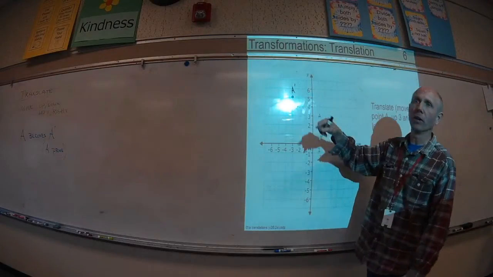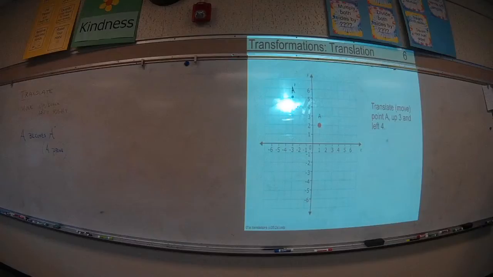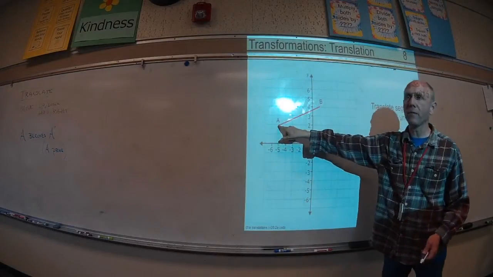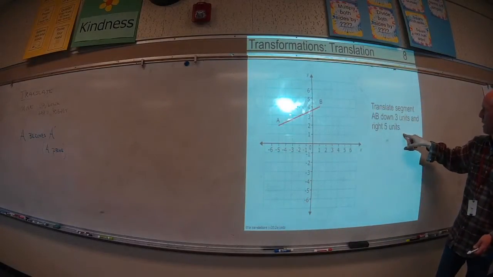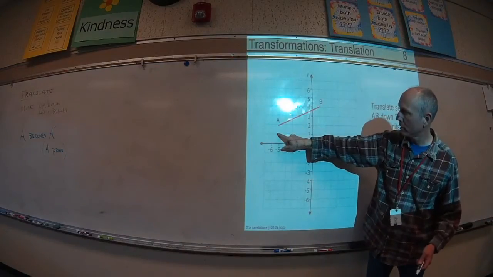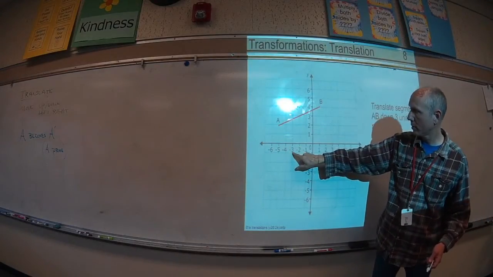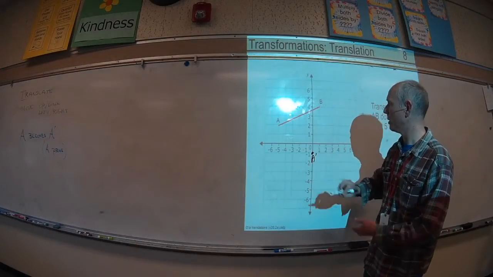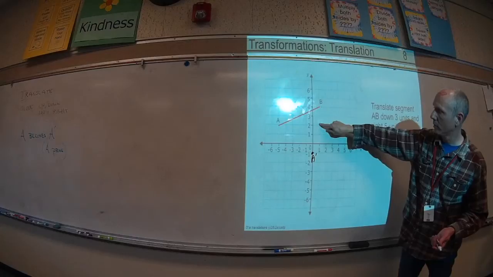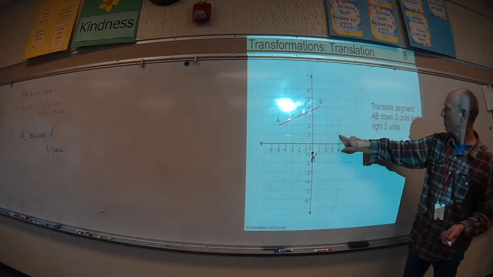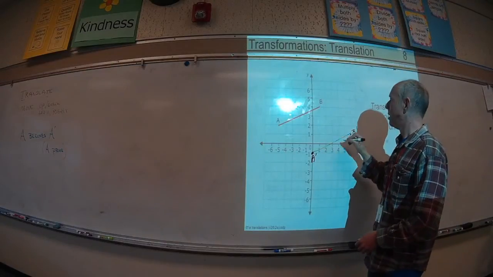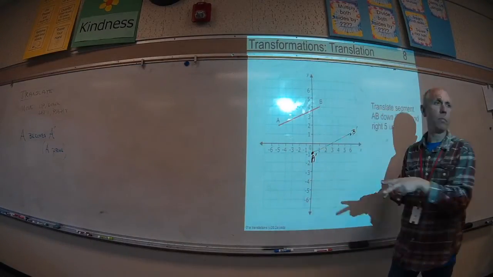So I just move it over. Now we're going to translate a segment. I just do it point by point. So we're going to do point A first. We're going to go down 3 and right 5. Count with me. 1, 2, 3. 1, 2, 3, 4, 5. What's the name of that point? A prime. Nice. Do it with me. 1, 2, 3. 1, 2, 3, 4, 5. What's the name of that point? B prime. Notice segment AB and A prime B prime.